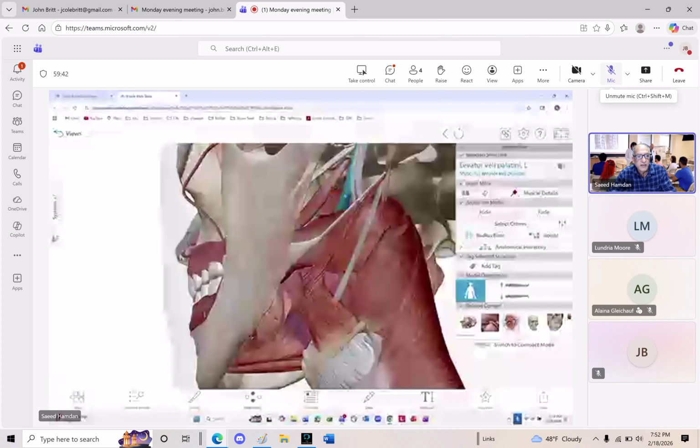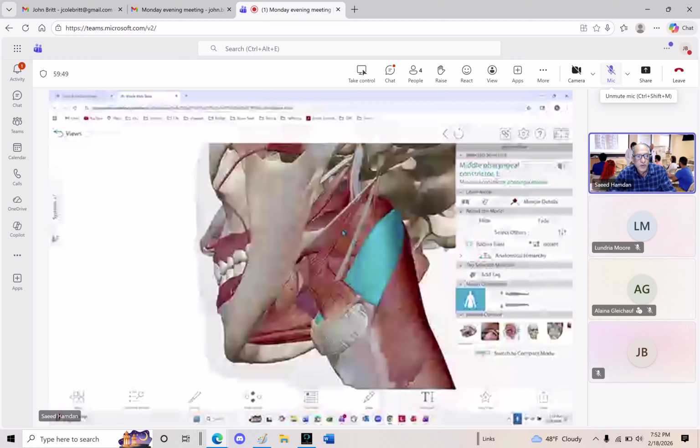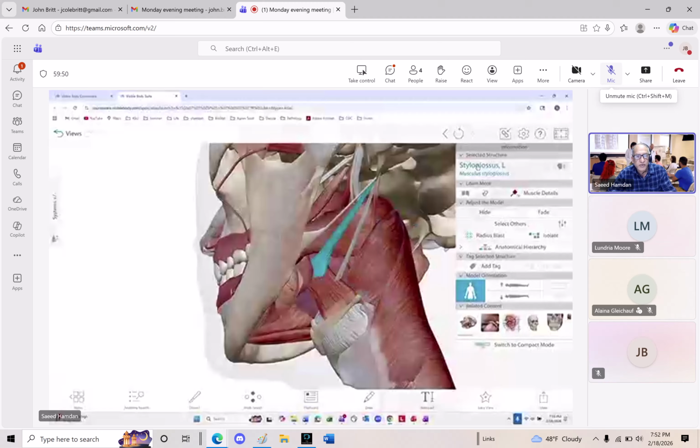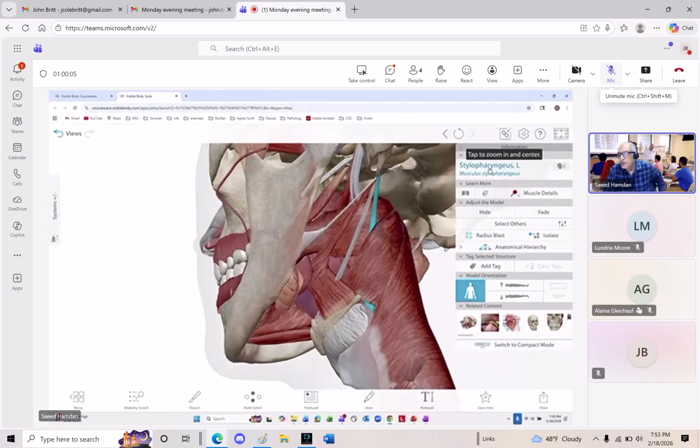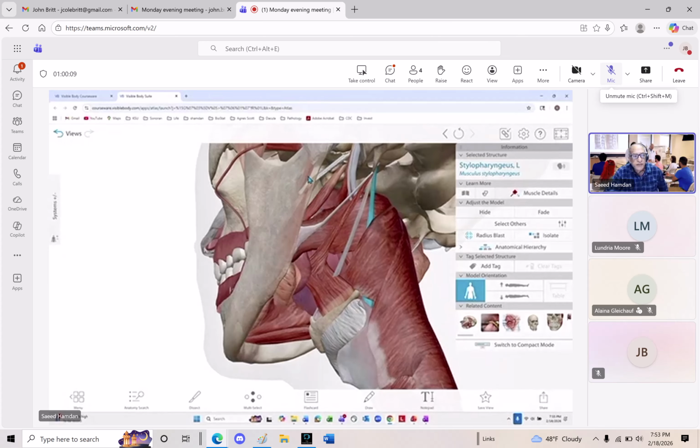And then between the constrictor, the superior and the middle, you're going to have two muscles. One from the styloid process to the tongue, styloglossus. One sticking up, that's going to be your stylopharyngeus. From the styloid process to the pharynx, it's going to be your stylopharyngeus. Okay. So these are the muscles.